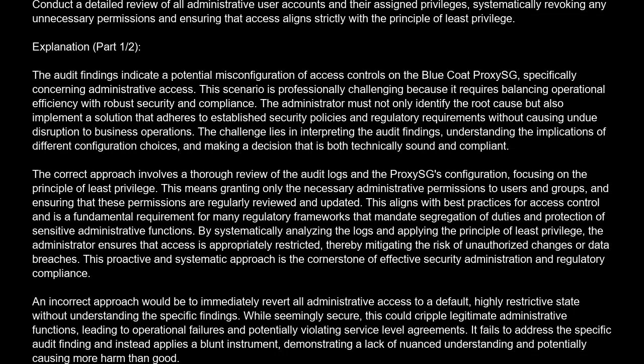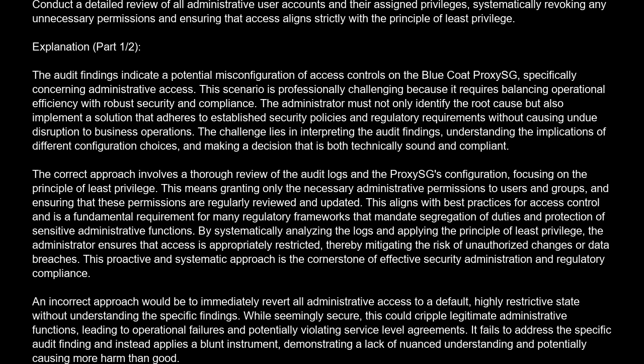The correct answer is B. Conduct a detailed review of all administrative user accounts and their assigned privileges, systematically revoking any unnecessary permissions and ensuring that access aligns strictly with the principle of least privilege. Explanation. The audit findings indicate a potential misconfiguration of access controls on the Blue Coat ProxySG, specifically concerning administrative access. This scenario is professionally challenging because it requires balancing operational efficiency with robust security and compliance.